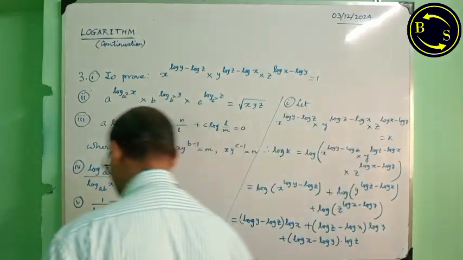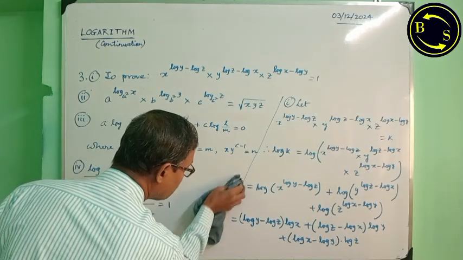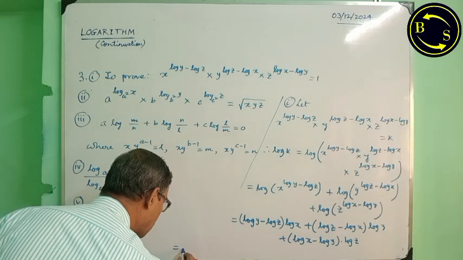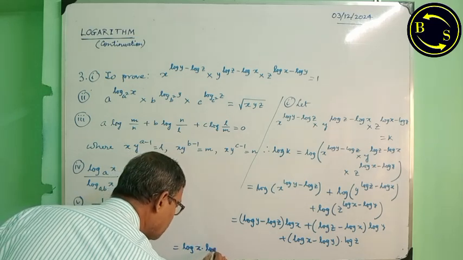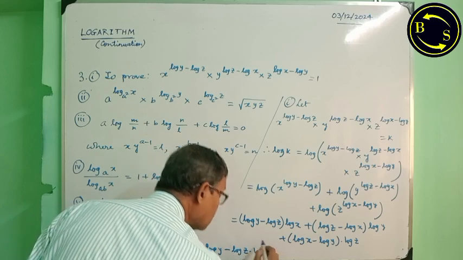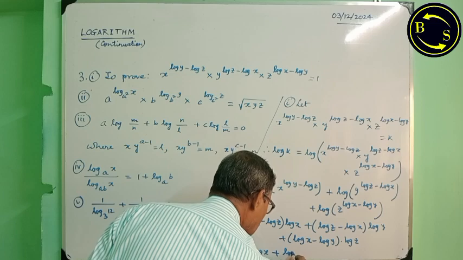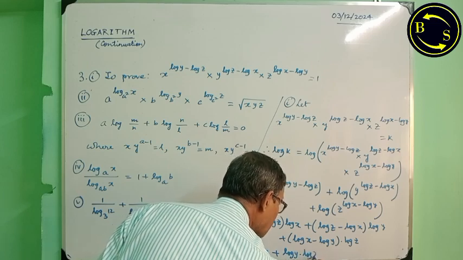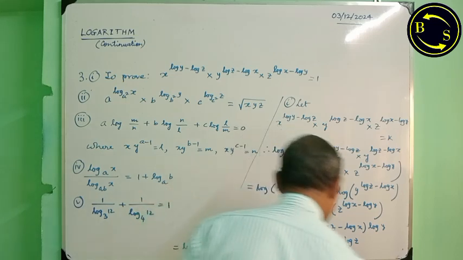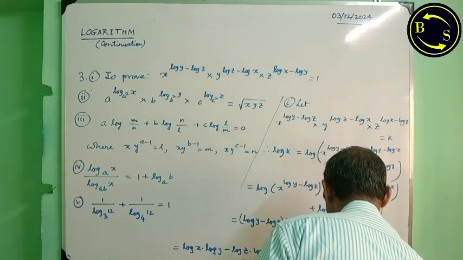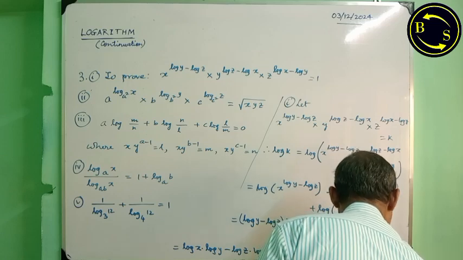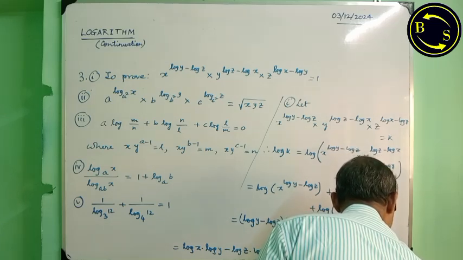Then simplification after multiplication: log x into log y minus log z into log x plus log y into log z minus log x into log y plus log z log x minus log y log z.